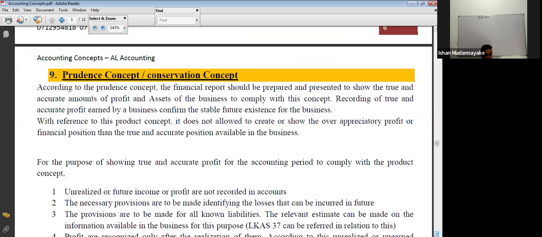Prudence concept, or conservatism concept. We can't overstate assets and income. We can't understate liabilities and expenses. We need to show the true nature of the business and record the true and accurate profit earned. Reports should be prepared and presented to show the true and accurate amounts of profit and loss of the business, according to the prudence concept.